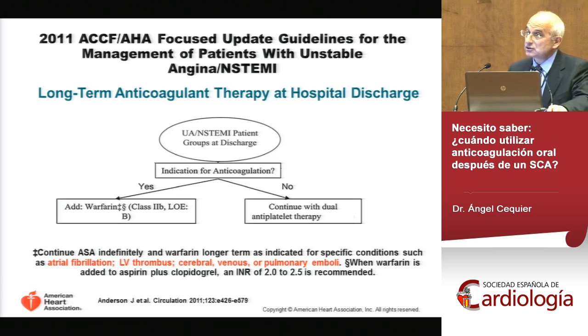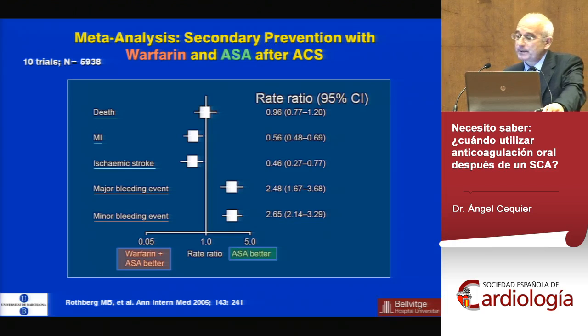También en pacientes con síndrome coronario agudo sin elevación del segmento ST hay unas indicaciones de anticoagulación muy claras, considerando que se realizan en pacientes que tienen otros procesos añadidos: fibrilación auricular, trombo en ventrículo izquierdo, embolismo cerebral, venoso o pulmonar. Pero no nos vamos a referir a estos pacientes, sino a los pacientes que después de un síndrome coronario agudo, a priori no requieren ninguna anticoagulación oral.